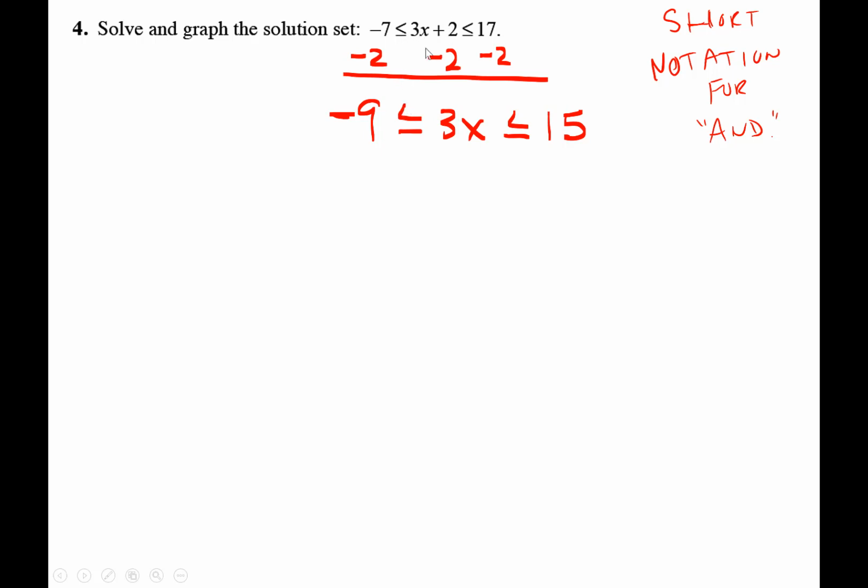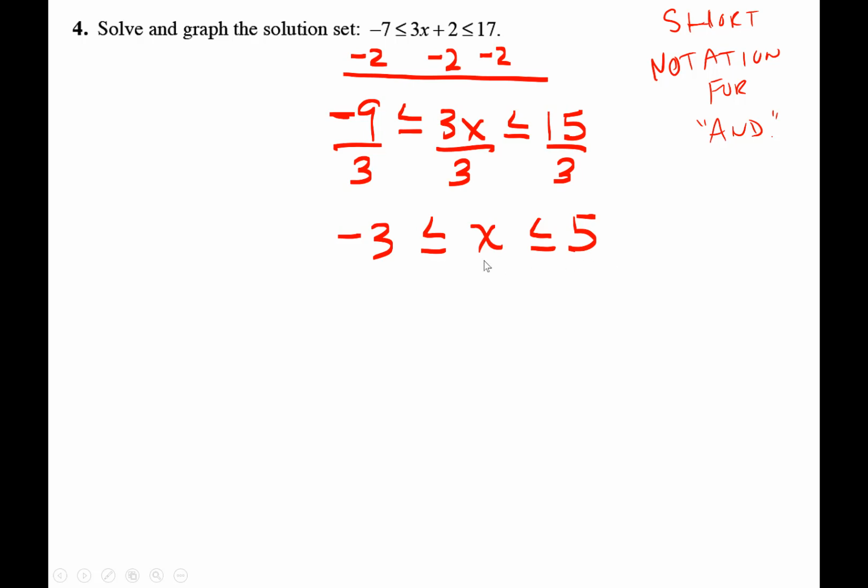These 2's cancel, so we're just left with a 3x. 17 minus 2 is 15. Perfect. Okay, next, what are we going to do with the 3x to get it just down to an x? Perfect. Divide by 3 is perfect. Divided by 3, -9 divided by 3 is a -3. This comes down. 3's and 3's cancel. This comes down, and 15 divided by 3 is a 5.